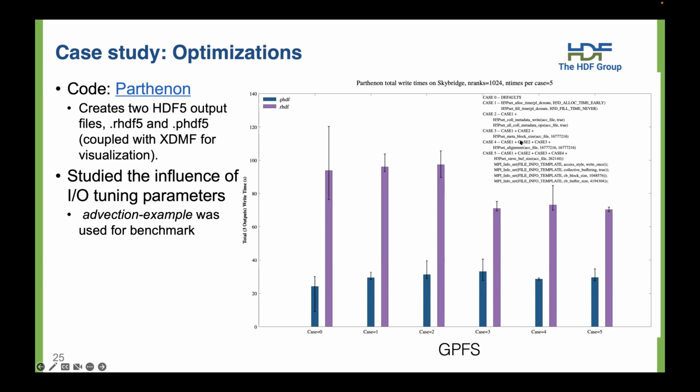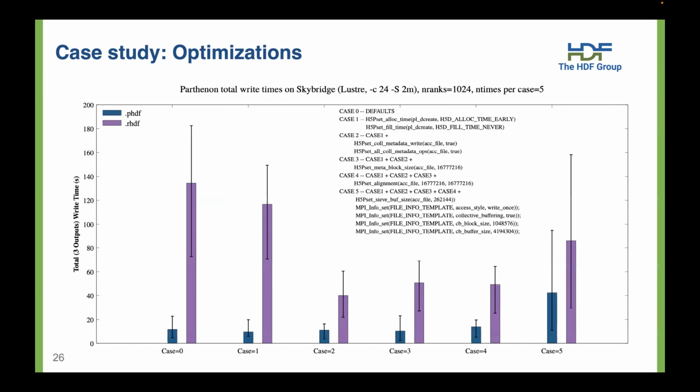They then changed the metadata block size to 16 megabytes, and that seemed to improve the performance on GPFS. Then they set the alignments, which surprisingly didn't seem to have much impact for this case, since usually this is a pretty good performance boost on GPFS. And then they also tweaked the MPI layer with various optimizations, and you can see that it didn't have much effect on GPFS. Now, if we go over to Lustre, we see a lot of difference between the two.